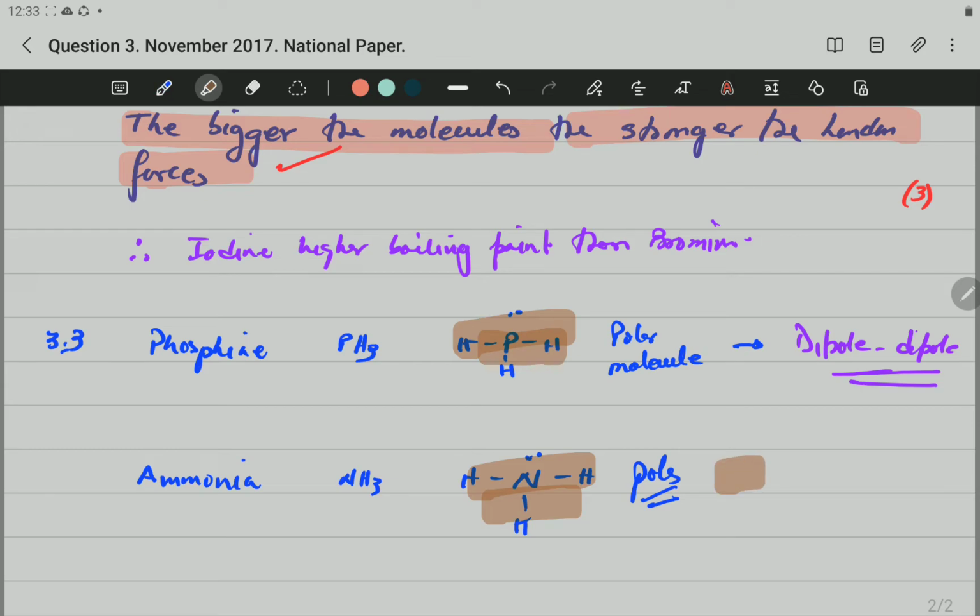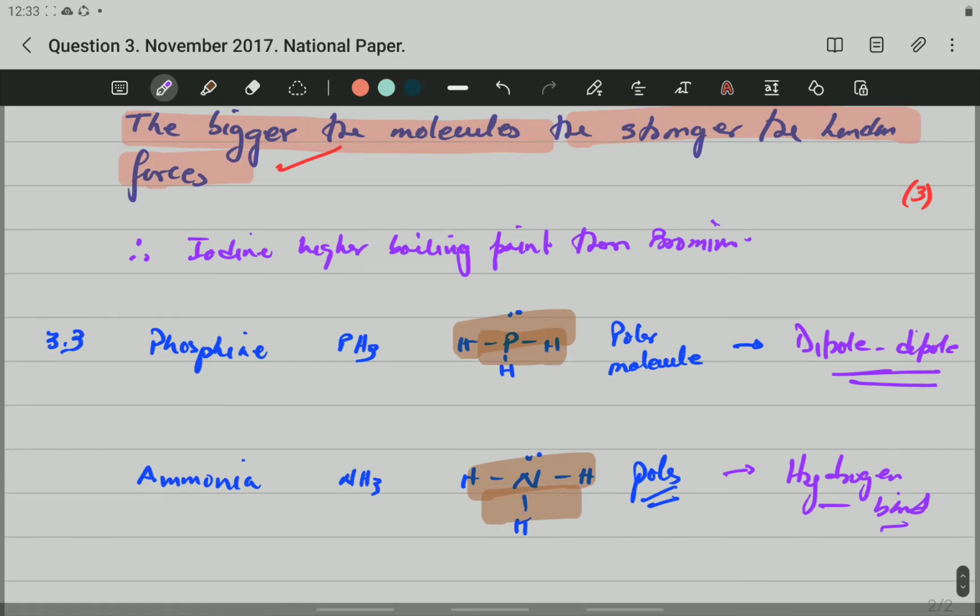The difference here is the type of intermolecular force. Ammonia can form hydrogen bonds. And there is obviously the first mark for this question: identify the type of intermolecular forces that each molecule has. Now, what do we have to speak about? We have to compare the strengths of these intermolecular forces.